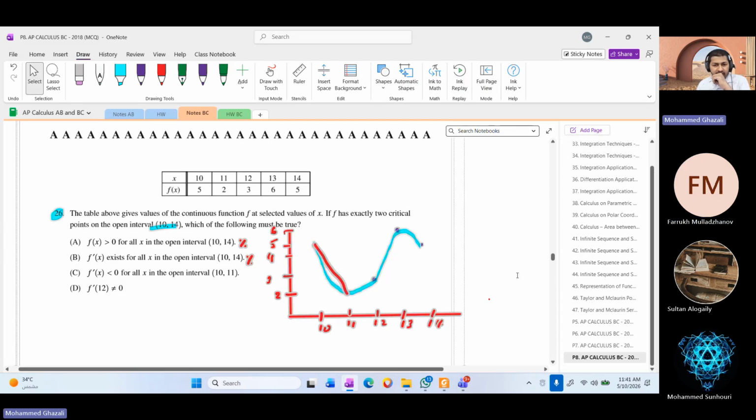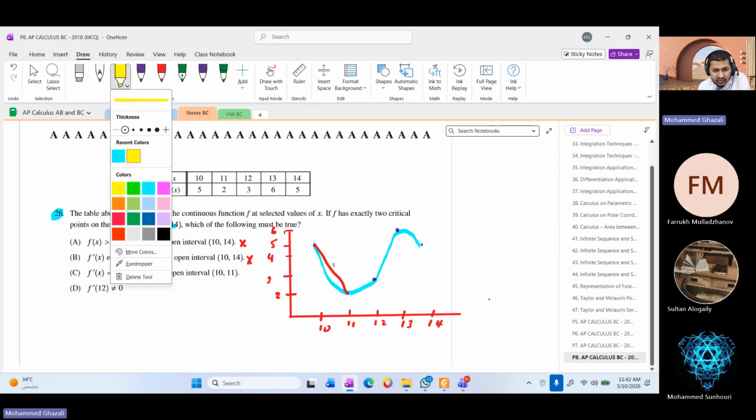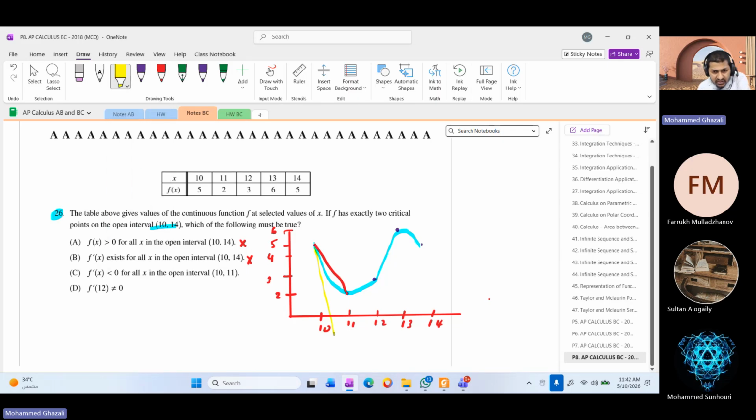Next one, f prime x is less than 0. Nonsense. You can draw a counterexample. We can do a counterexample here as well. You can come down between 10 and 11 and go up. You can go positive and negative, so it can't be negative only, it can be positive as well, because we don't know what's happening between 10 and 11. They said it's a continuous function. So that's out.